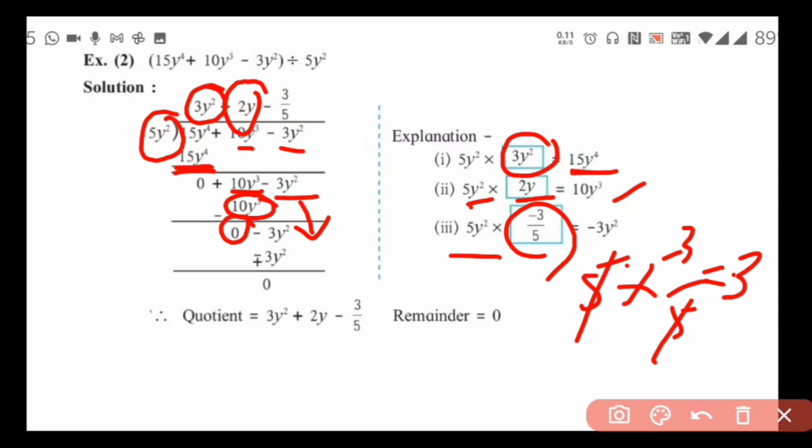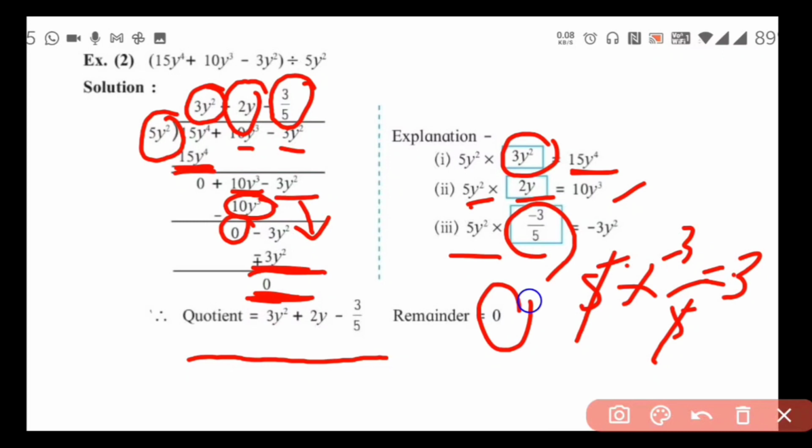So this minus 3 upon 5 we write in the quotient, minus 3y square we write in the dividend, and in the end we get the answer, that is remainder, as 0. So quotient we are getting 3y square plus 2y minus 3 upon 5, and remainder is 0. So in this way we have to perform the operations of division in practice set 10.1.